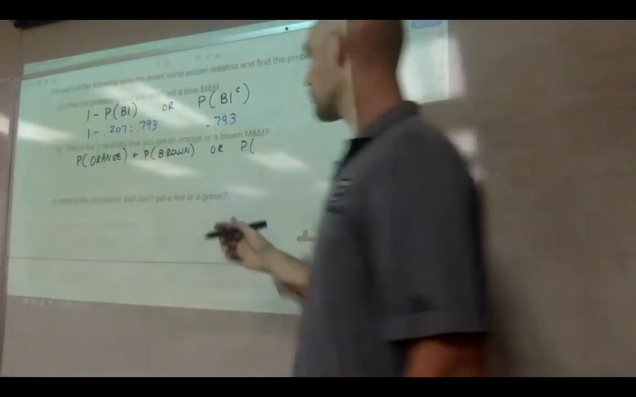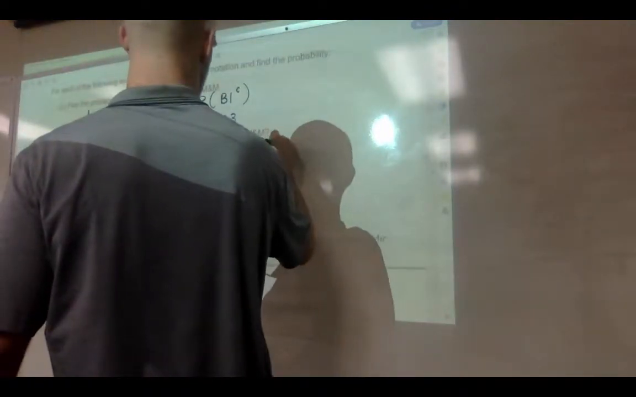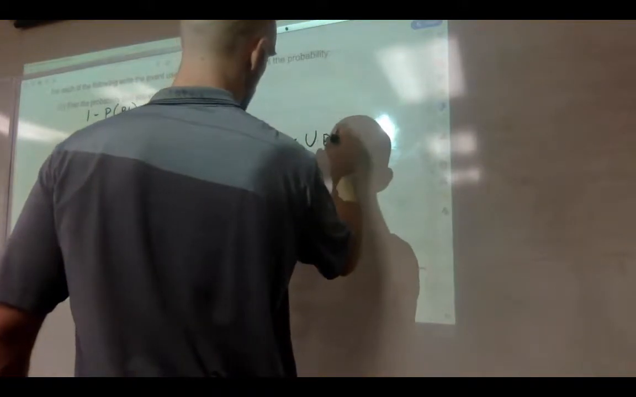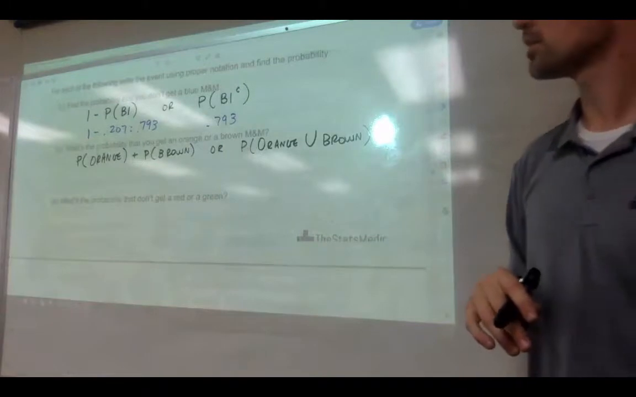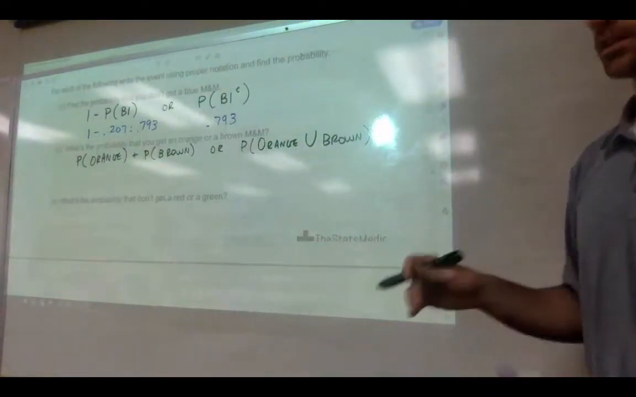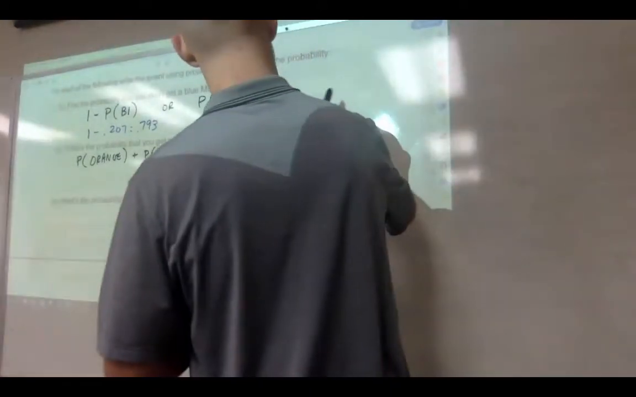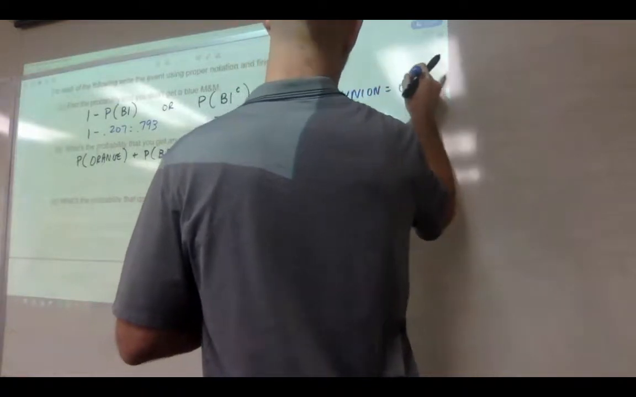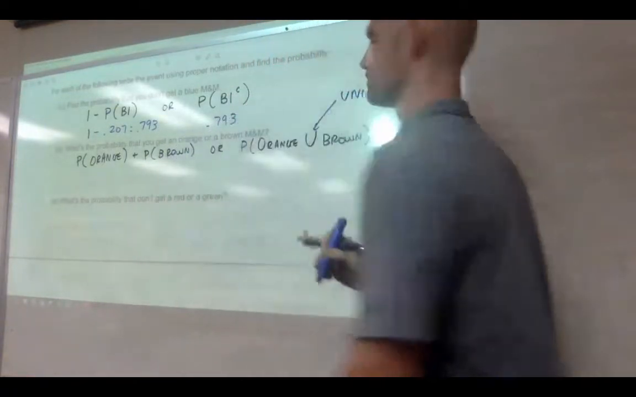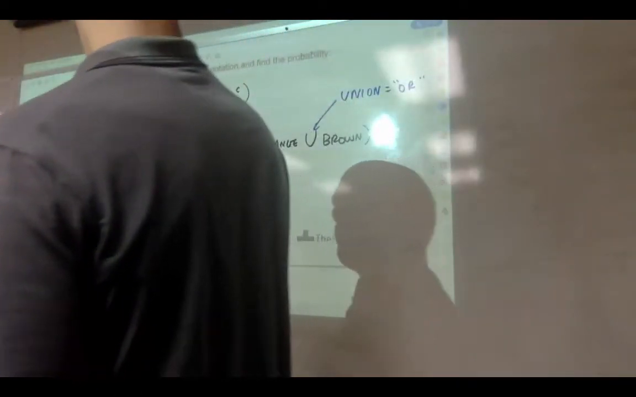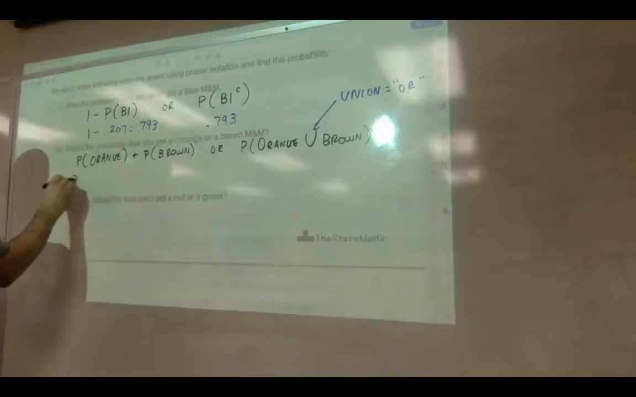Or 1 minus P of the opposite of orange. No, because you want what about this? P of orange, the union sign, union brown. Maybe you did an O and a B, that'd be okay. Wait, what is union? It means or. This union symbol literally means or. Okay, so no matter how you slice it, let's put it like this.